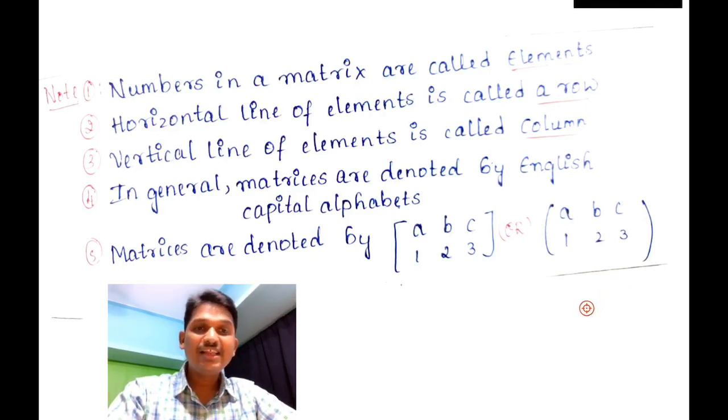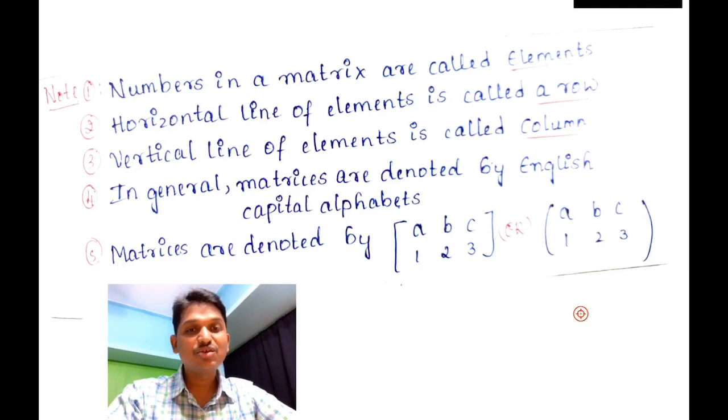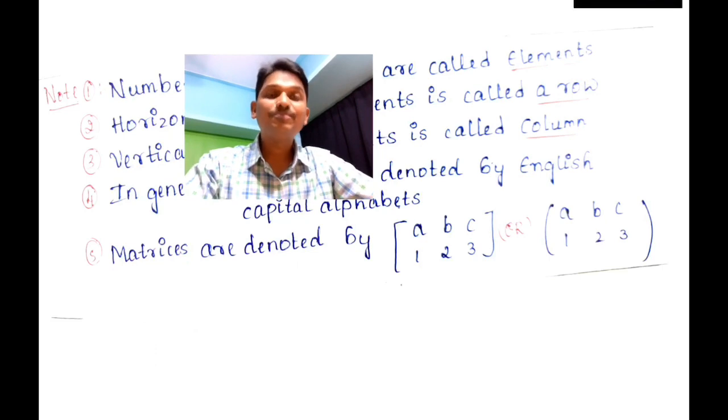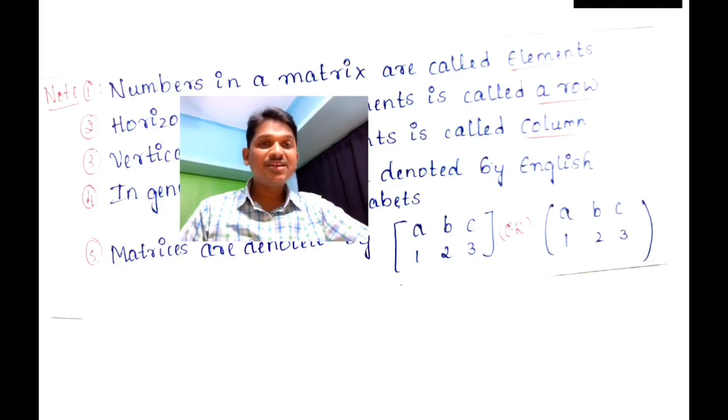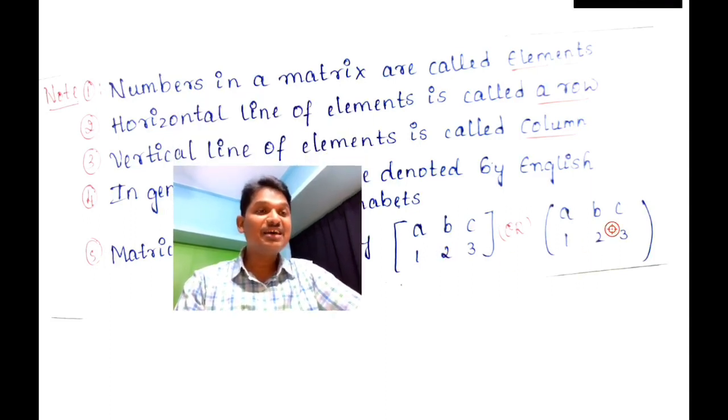So what we learned till now? We learned about matrix. What is matrix? Yes, I'm asking you, what is matrix? Rectangular arrangement of numbers is called a matrix. And we learn about elements. Yes, without seeing that, you tell what are elements? Numbers in a matrix are called elements. And what is a row? Yes, answer me. What is row? Horizontal line of elements is called a row. What is column? Vertical line of elements is called a column. And matrices are denoted by English capital alphabets. Okay. And matrices are denoted like this or like this.